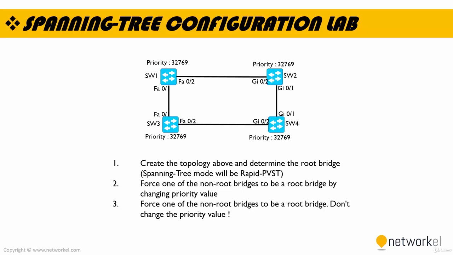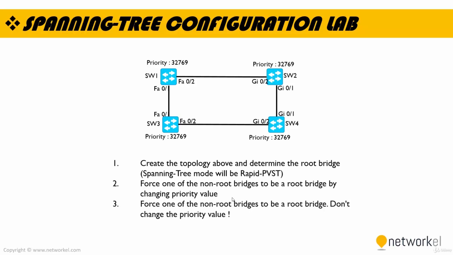We have a topology. We have 4 switches connected to each other. In the first step, we need to create the topology above and determine the root bridge. The question says that the spanning tree mode will be rapid PVST. Second, force one of the non-root bridges to be a root bridge by changing the priority value.